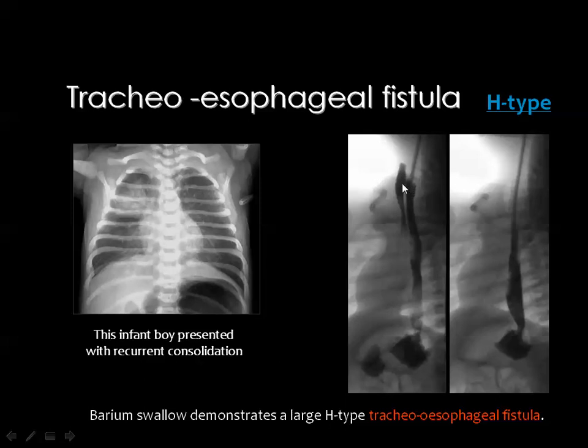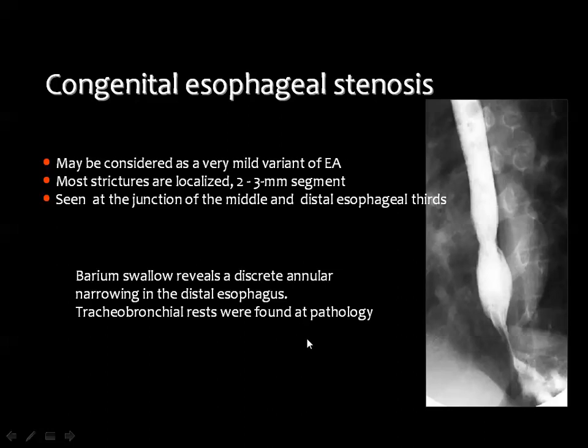So, whenever you are suspecting tracheoesophageal fistula, do not push the tube into the esophagus lower down, but you just put the tube in the proximal part of the esophagus or even in the hypopharynx and inject barium so that you cannot miss this particular lesion.